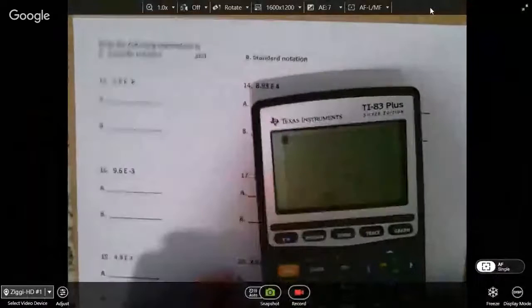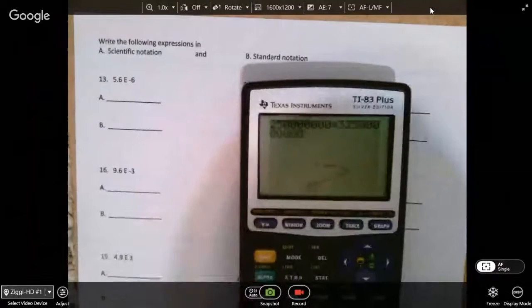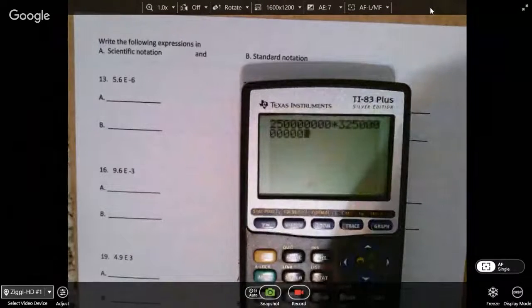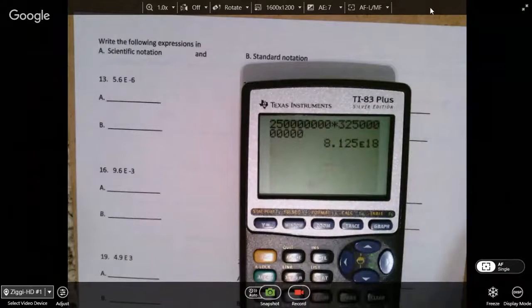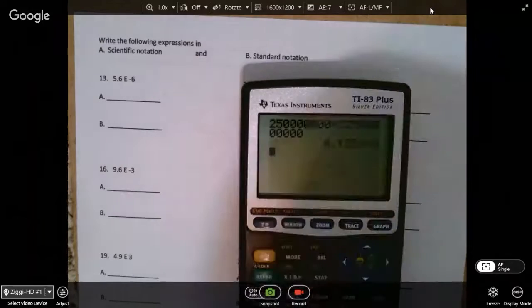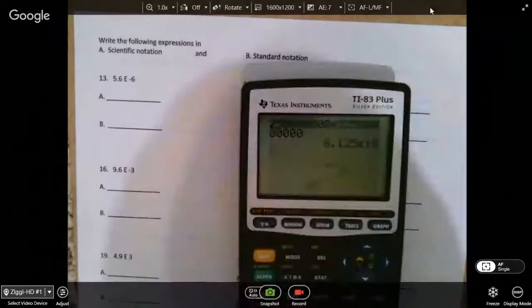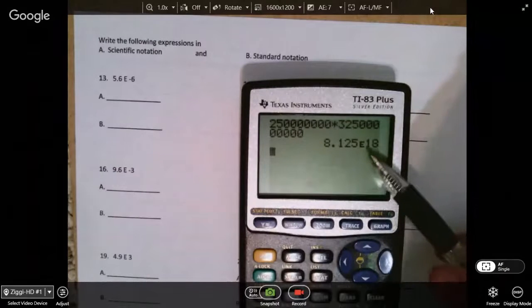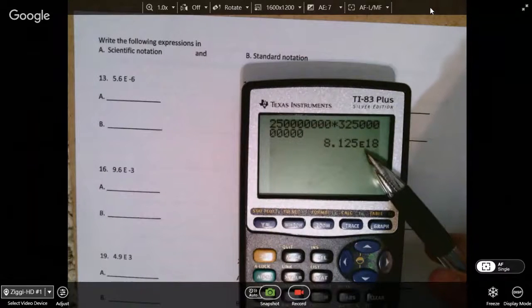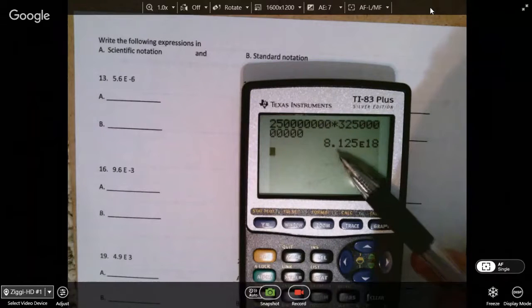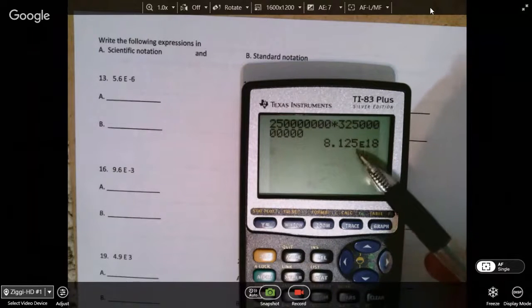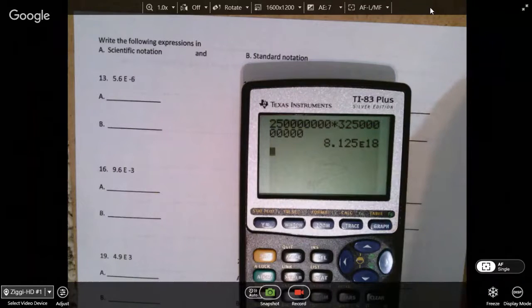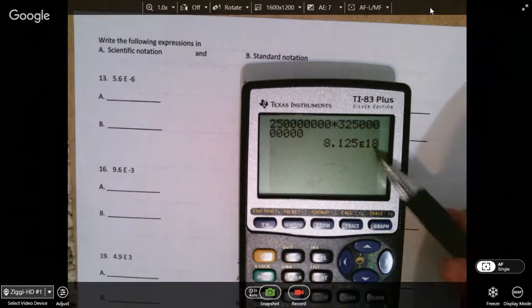In your calculator, when you type in really big numbers, and for example, we multiply them, so we're going to make them even bigger, your calculator will give you an answer, oftentimes in scientific notation. The way the calculator does scientific notation is E, that capital letter E. So what your calculator is telling you here is 8.125 times 10 to the 18th power. Okay, so you just want to be able to interpret what that means.